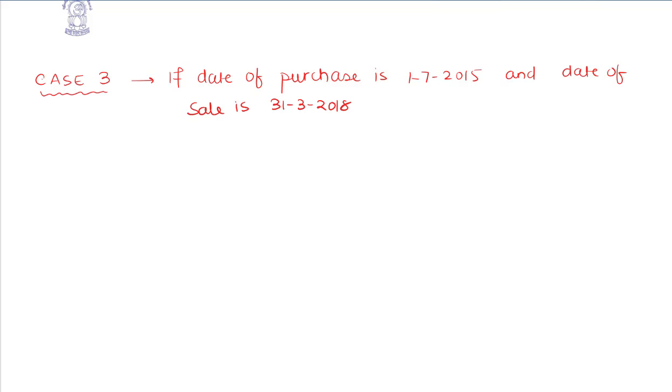First of all, we need to calculate the total cost of asset. Total cost of asset, that is machinery, that is 5 lakh plus 1 lakh on repairs. So the total is 6 lakhs.